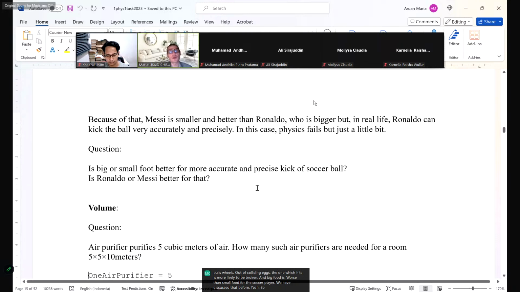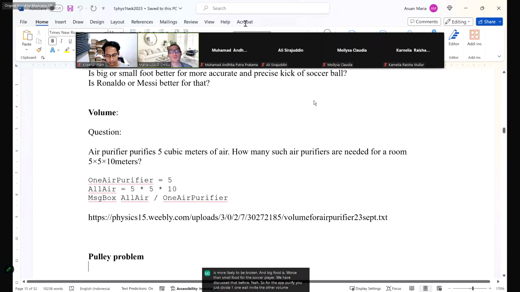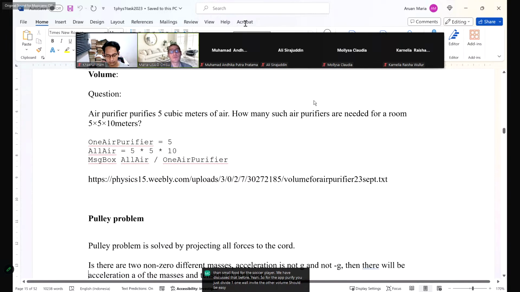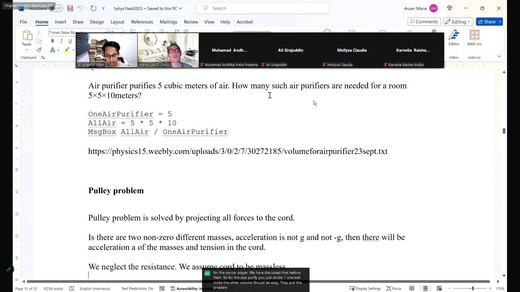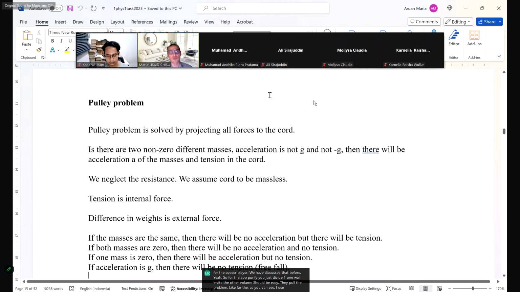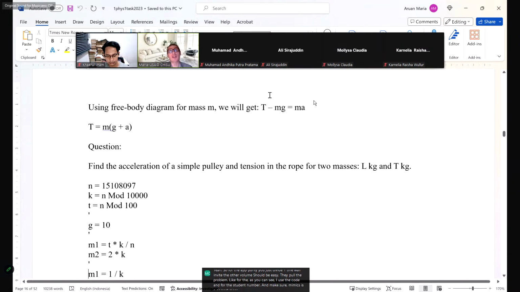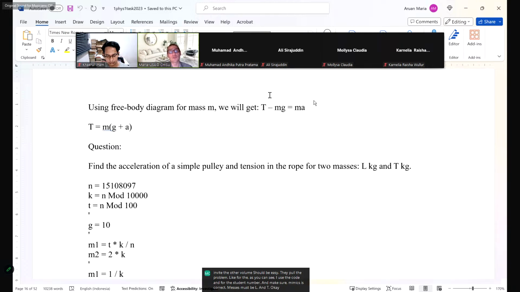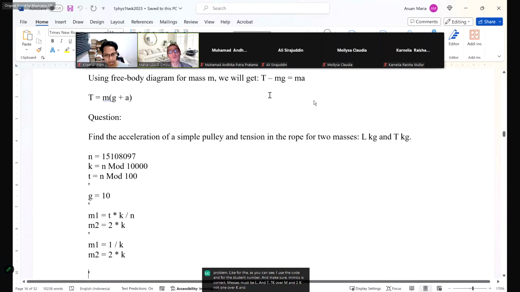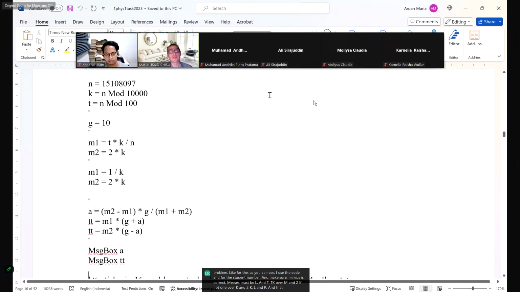So for the air purifier, you just divide one volume by the other volume. Should be easy. The pulley problem, for the pulley, as you can see, I use the code N for the student number. And make sure my masses are correct. Masses must be L and T, okay? L and T, not 1 over N and 2K, not 1 over K and 2K, no. L and T, yeah? And everything else is correct.